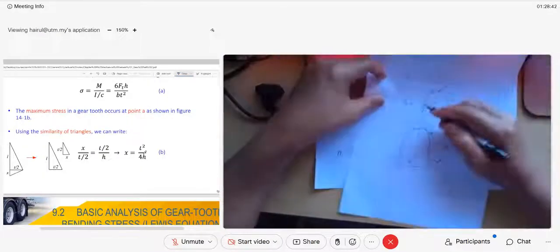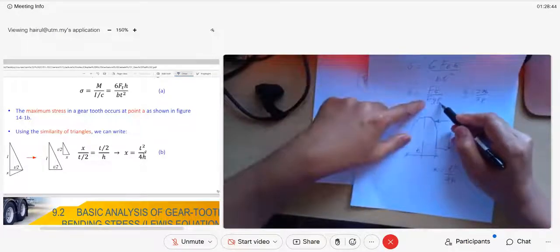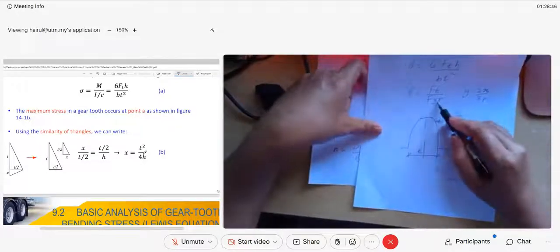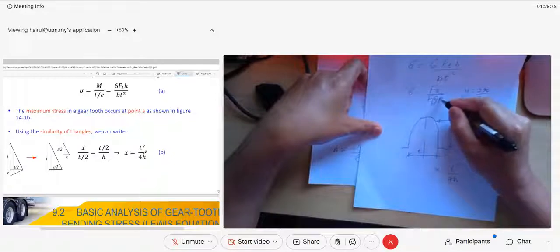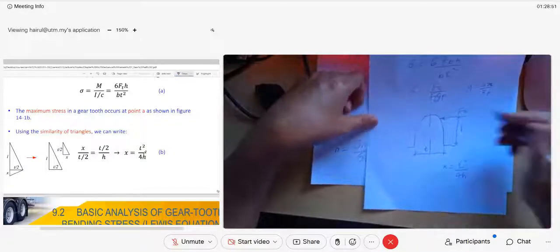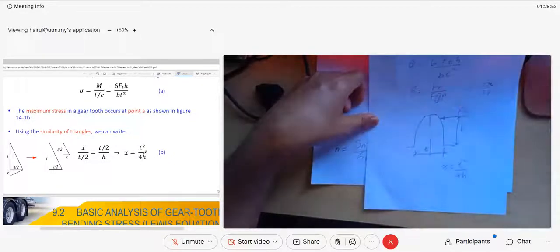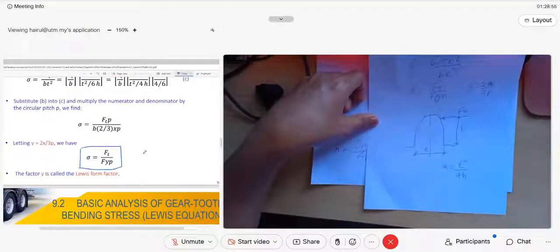So the bending equation is F tangent times Y over P. Y is what we call the Lewis form factor. P is the circular pitch, guys. The small p is the circular pitch.